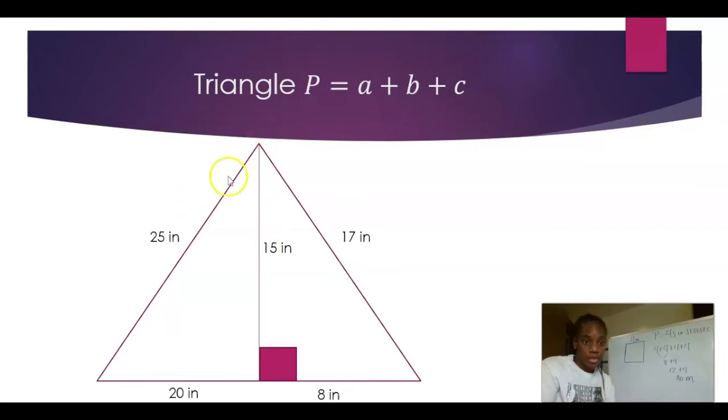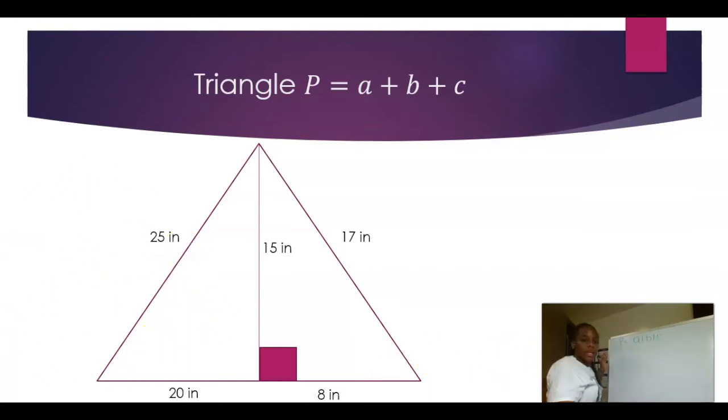So this side is one side that could be A, this could be B, and the bottom half could be C. It really doesn't matter when it comes to the perimeter. You're just adding up all of the numbers on the outskirts, okay? So we are going to take the numbers using the formula A plus B plus C. With this one, you have multiple numbers.